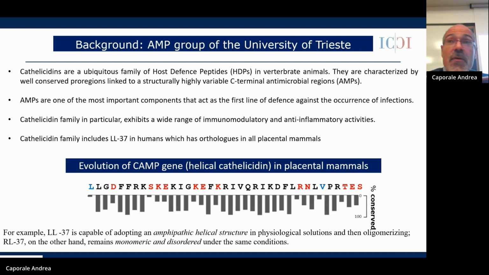In humans, just one type of this family is expressed, LL-37, which has orthologs in all placental mammals, but the family is very different in structure. In fact, LL-37 has an alpha helix structure. Instead, its analog, RL-37, is completely random coil. But on this point, we will come back.